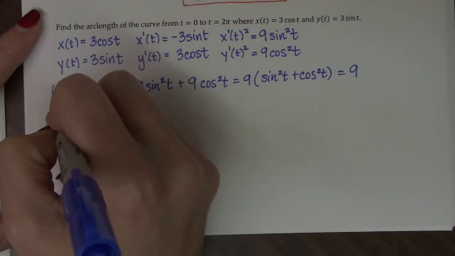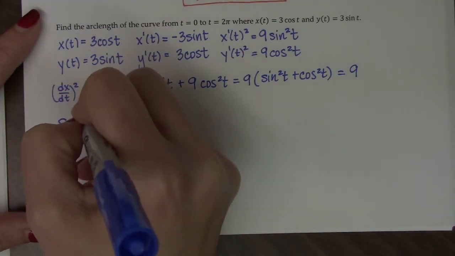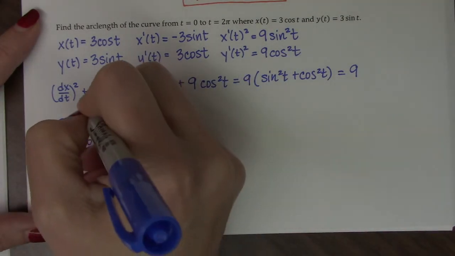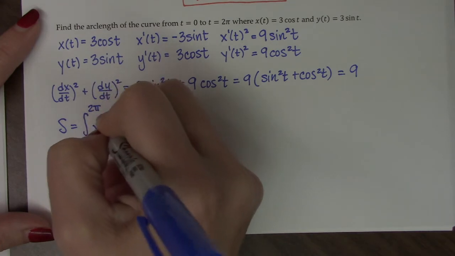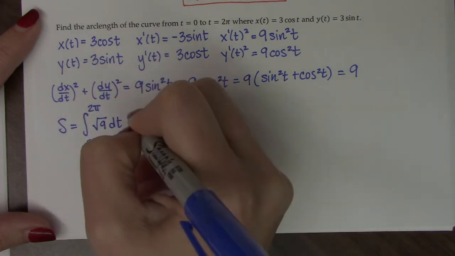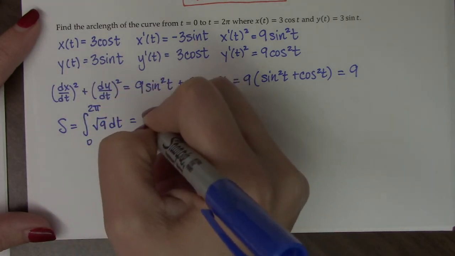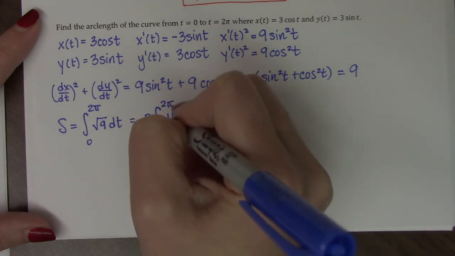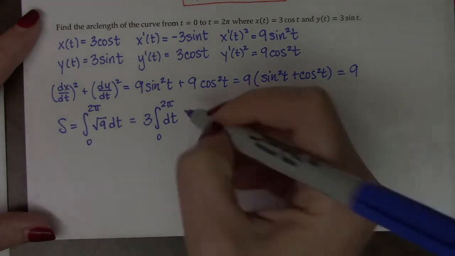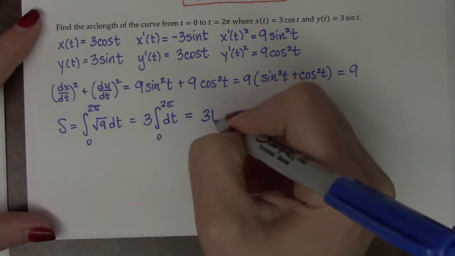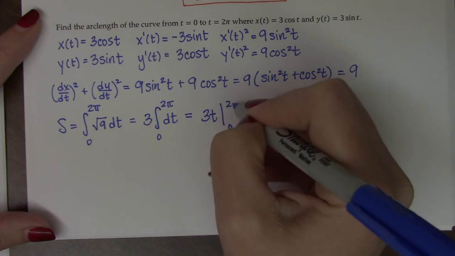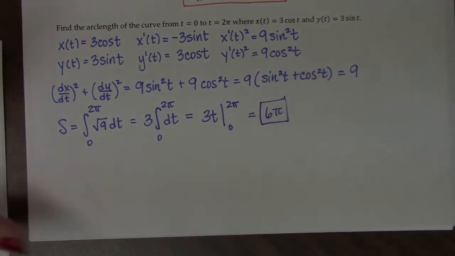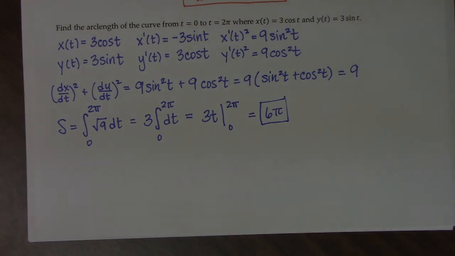So when I set up my integral, the bounds on t were given in the problem, and they said to integrate from 0 to 2 pi, and it's going to be the square root of 9 dt. Well, the square root of 9 is just 3, so I can factor that out front. So now I'm just integrating 1 dt. So this works out to be 3t, right, from 0 to 2 pi, and so I simply get 6 pi minus 0, so you just get 6 pi.